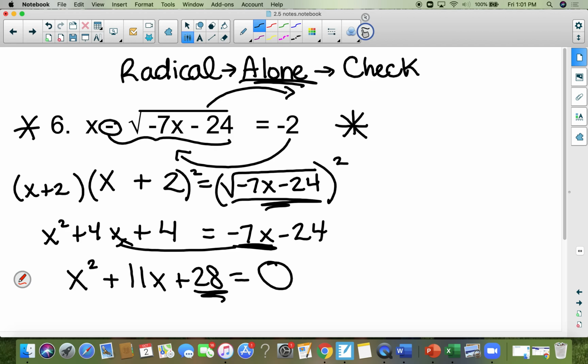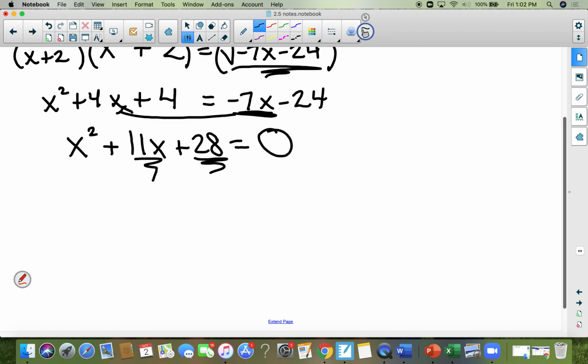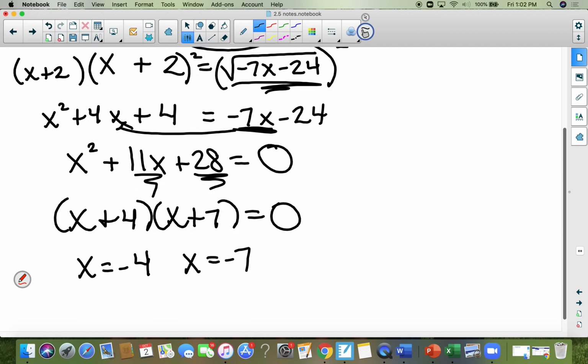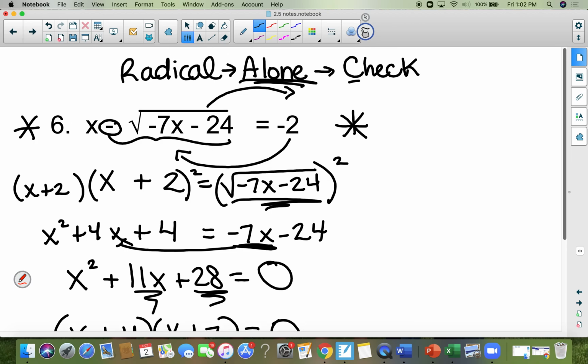We need to figure out factors of 28. That will give us 11 in the middle. And a lot of you know what the factors of 28 are. That will give you 11 in the middle. X plus 4 and x plus 7 equals 0. X equals a negative 4. X equals a negative 7. But you got to remember, you have to check your two answers up into the original problem. Check your answers. The answers, remember, were a negative 4 and a negative 7 were my two answers.